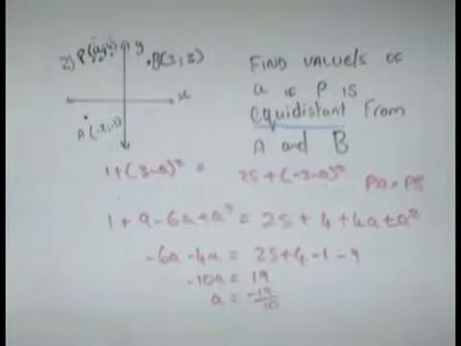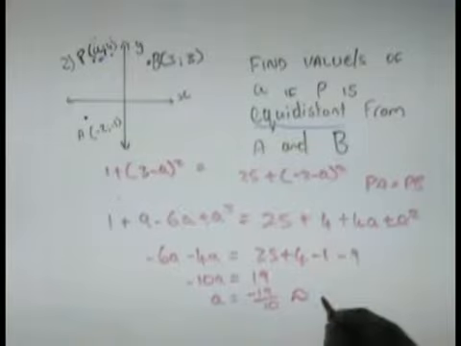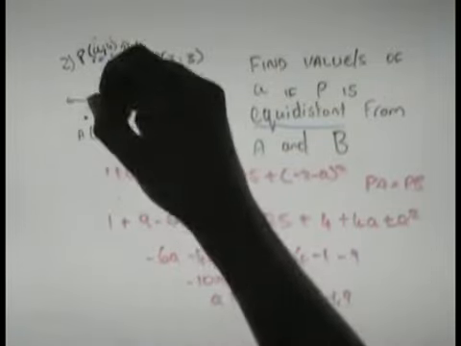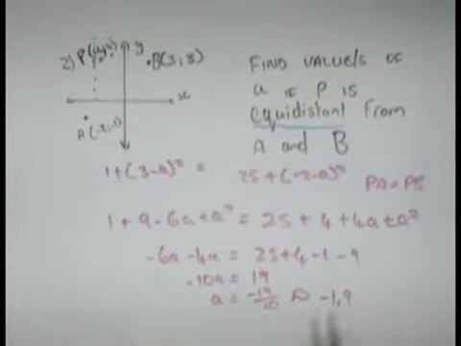That's that point over there, negative 19 over 10. That's the x value. And that does make sense because negative 19 over 10 is more or less the same as negative 1.9, which we can see is just slightly below negative 2. So that holds true.